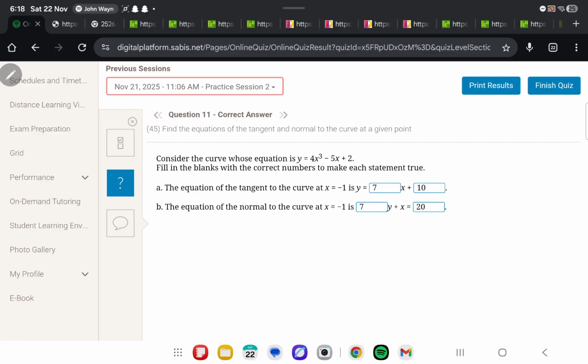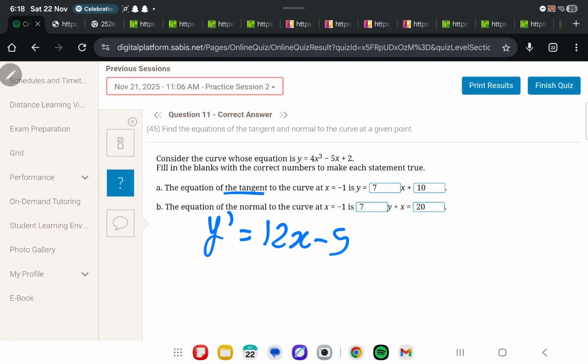Now, consider the curve whose equation is y equals 4x cubed minus 5x plus 2. This is fine, not bad. The equation of the tangent is very, very easy. Let me just do it really quickly. How do you do this? You differentiate: 12x minus 5. They want the equation of the tangent.